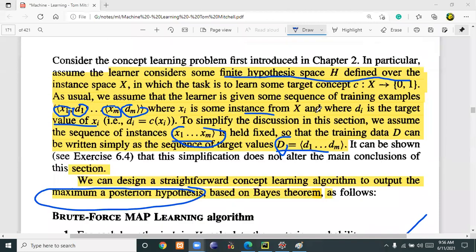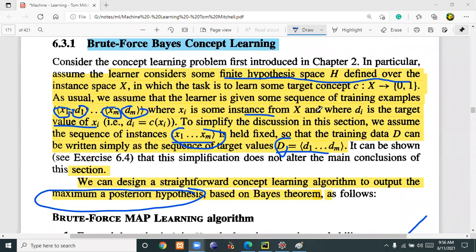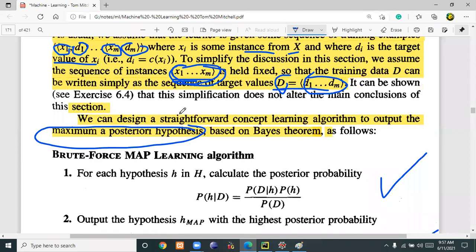Okay, now it is okay, students. So this is the x1 instance and its target value, and like this, they are all the instances and respective values. In order to simplify this particular expression, they wrote all the instances together and all the target values together, and they call it capital D and capital X. This simplification does not alter the main conclusion of this section.